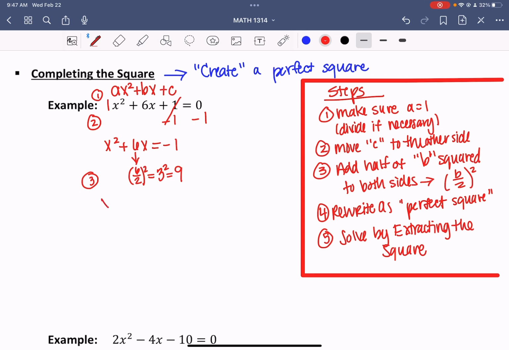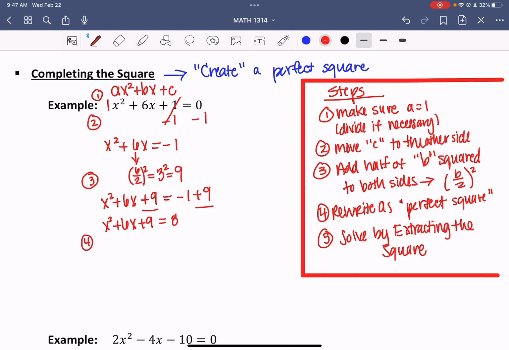And so I would say x squared plus 6x plus 9 equal to negative 1 plus 9. Since I'm adding 9 to both sides, the problem is staying equivalent. So I'll go ahead and clean that up. That gives me x squared plus 6x plus 9 equal to, and on that right side, we have a positive 8. Step number 4, rewrite as a perfect square.